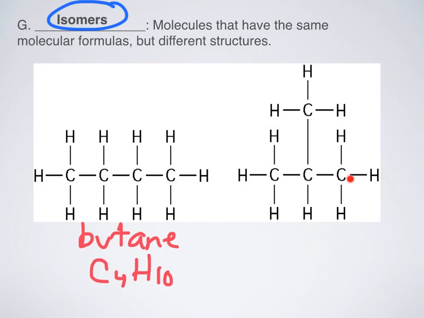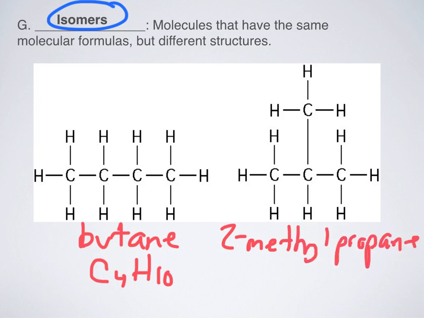Now, what about this guy? So over here, I have 3 carbons in a row, and I have a methyl group on top of it in the middle. So what do we call that? We call that 2-methyl propane. And guess what the formula for 2-methyl propane is? C4H10. So guess what? These are isomers. And the thing about them is they are very, very different from one another. Butane and 2-methyl propane are not the same thing.